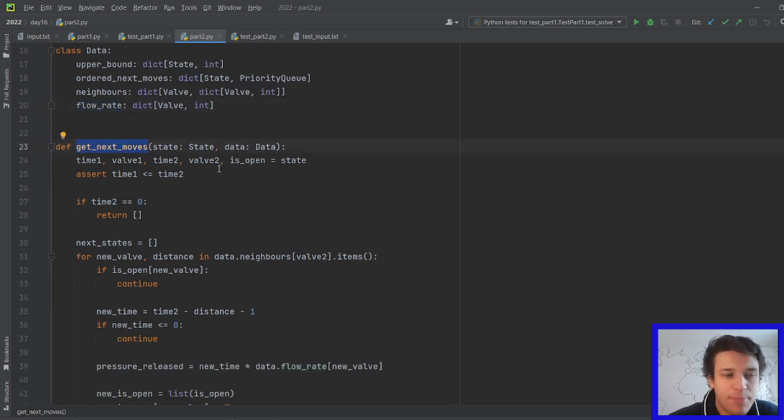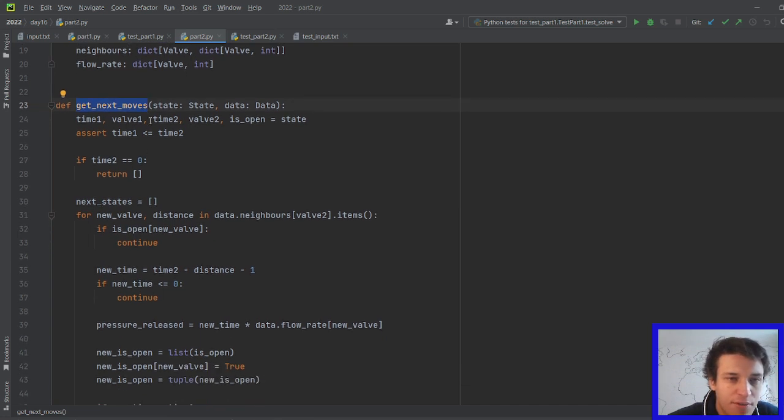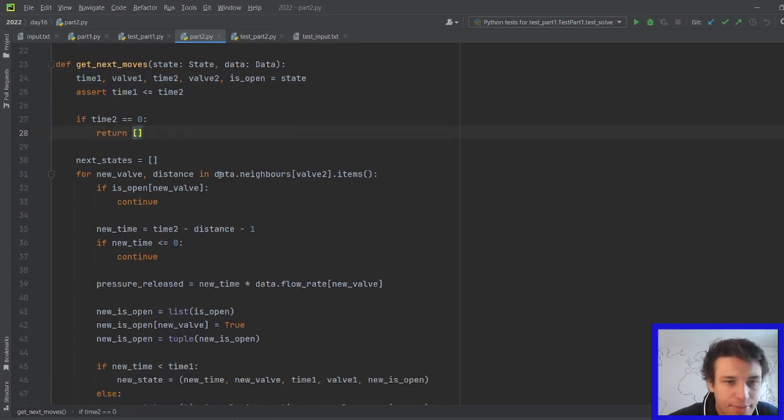Getting the next move is a bit different than in part 1 because now we have 2 players. For a state, we assume that time 1 is always smaller or equal to time 2. That just reduces the number of states you need to consider. If time 2 is 0, then that also means time 1 is 0 and there are no more moves to be made, so we return an empty list. Otherwise, we'll only allow the second player to do a move. So we go through all the neighbors of the valve where the second player is at.